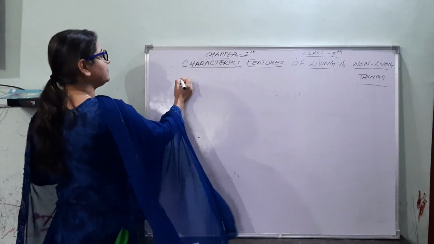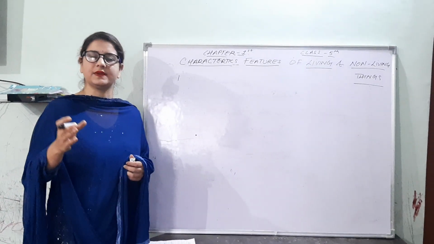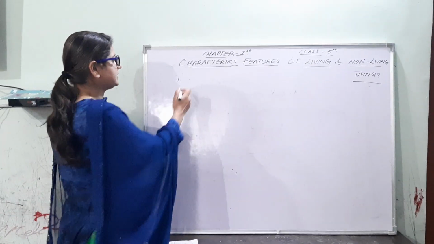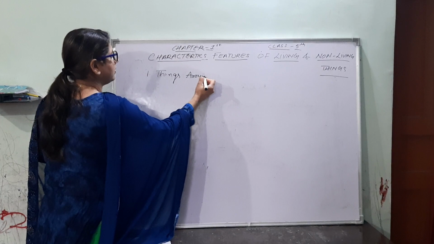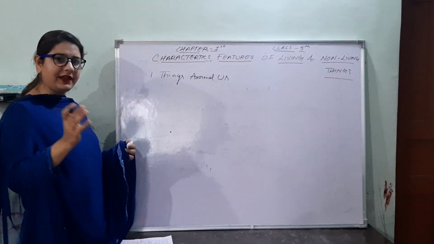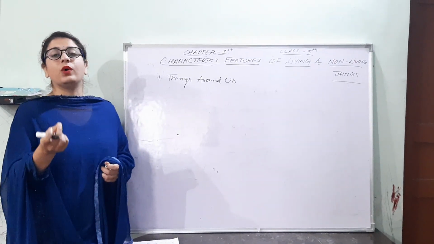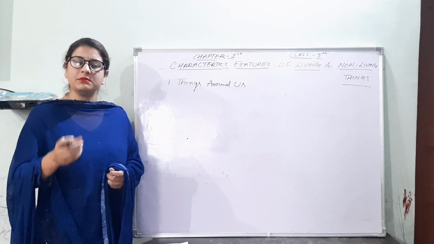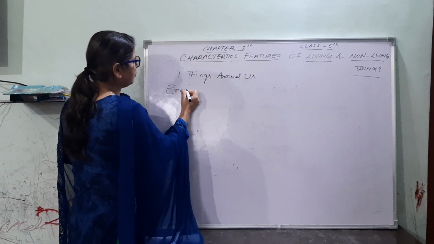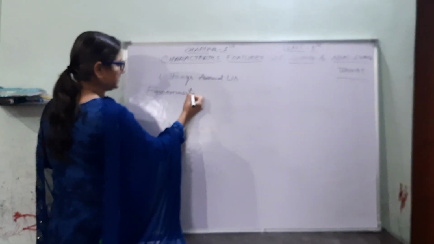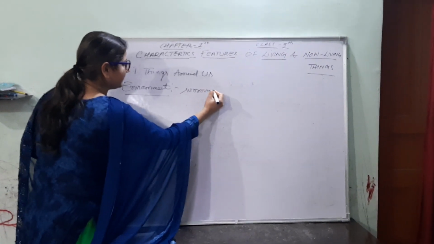In the previous video, we discussed the things around us and some features of the living things as well as the non-living things. So let's move towards it. First topic is things around us. You are all well aware of the different things present in the environment. You are also aware of what the environment is. Environment means the surrounding in which we live.